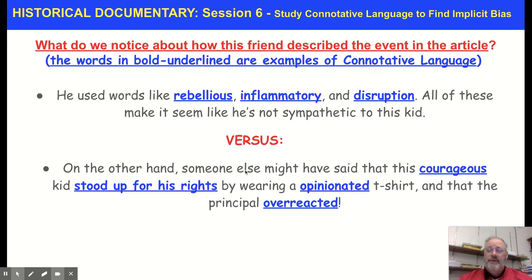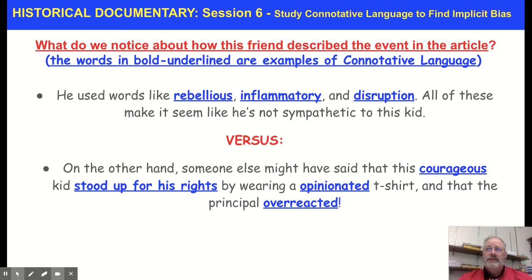Okay, on the other hand, you might have said the student was being courageous and stood up for his freedom of speech rights, and wearing an opinionated shirt, and that maybe the principal overreacted. So the words that you use in describing a situation or story have very powerful impact. And those describing words are called connotative language. And as the video showed, you can have positive or negative connotations to words.